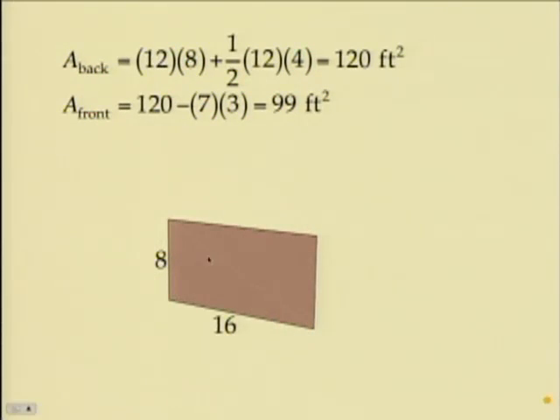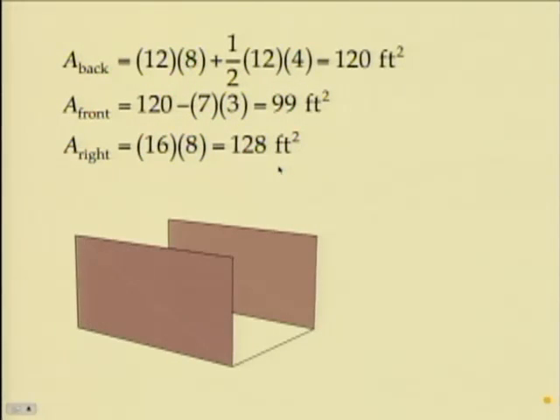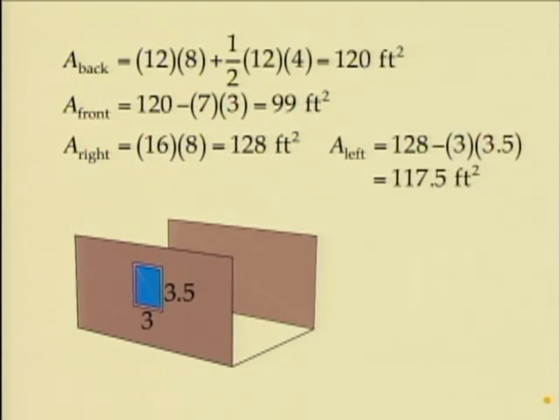sides. The right-hand side is simply a rectangle. There's no window there. It's a 16 by 8, so that is 128 square feet if I've done my calculations correctly there. And then I've got the opposite wall. That would also be 128. And then, but I've got that window there, which is a rectangle, 3 times 3.5. So if I've done all my arithmetic correctly, that works out to 117.5 square feet.